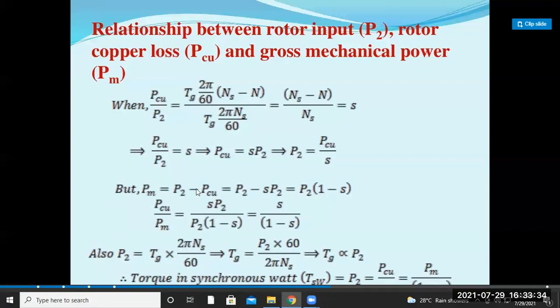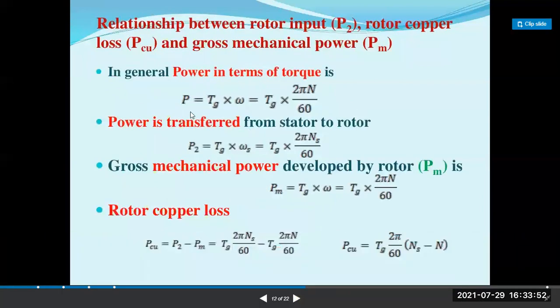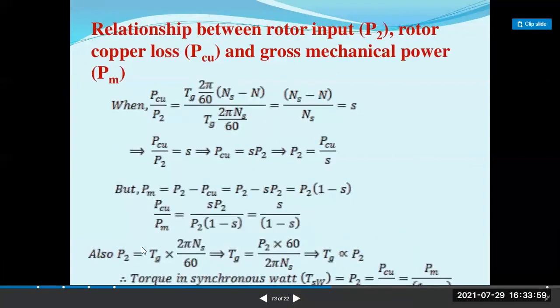These are some formulas that you should consider. You don't have to be very dependent on these formulas, because very few numericals will be asked from this induction machine. P2 equals Tg into 2 pi ns upon 60, as already discussed.